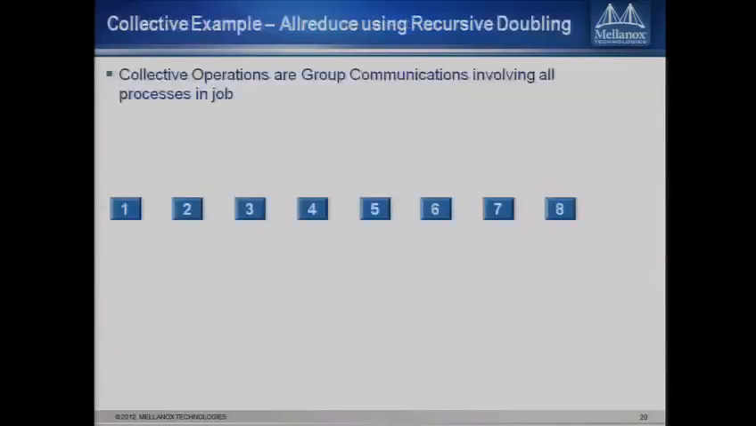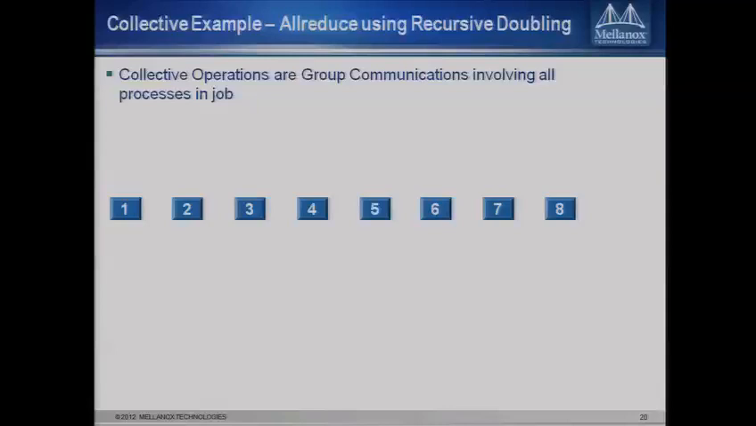So let's look at an example of how FCA might help a collective operation. First, I want to show what a collective is without FCA. I picked an Allreduce. I picked a summation example using recursive doubling. So here I have the numbers 1 through 8. Each one of these numbers you can think about sitting on a CPU somewhere or sitting in a processor. And I want to add these numbers up, and then I want to distribute the results.